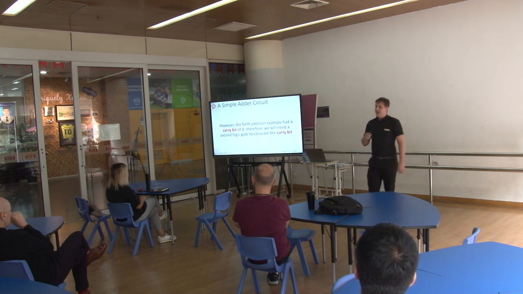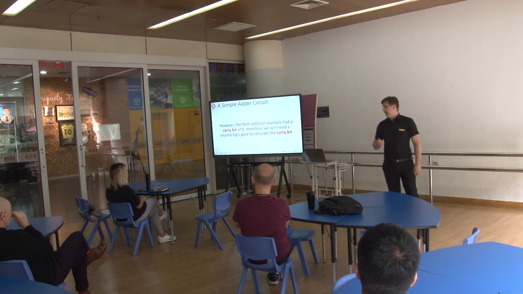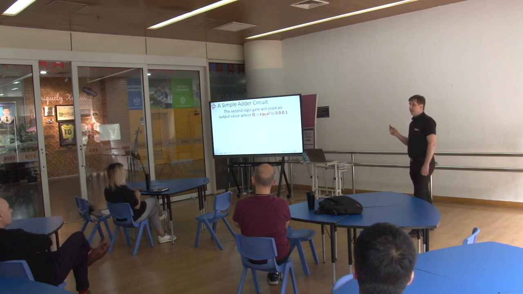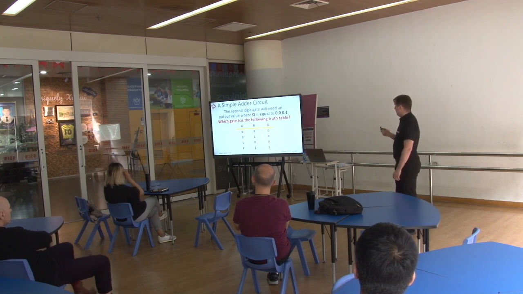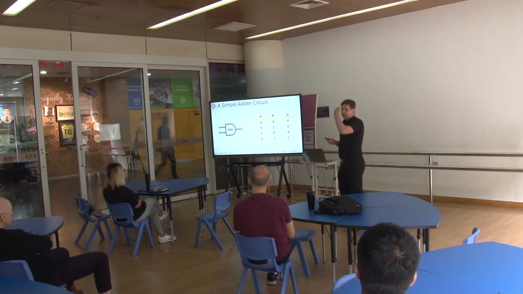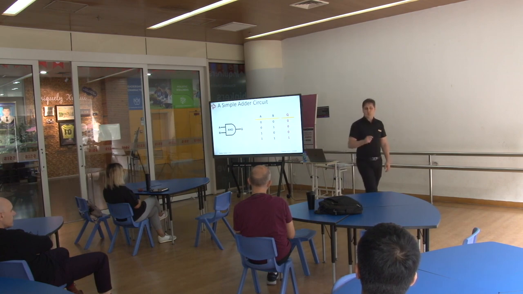And then we also need to think about the carry bit in that final example. So we need a logic gate that can do 0, 0, 0, 1. Anyone? So the AND table, this is the AND gate. So in order to do basic addition, we needed one exclusive OR gate and one AND gate.